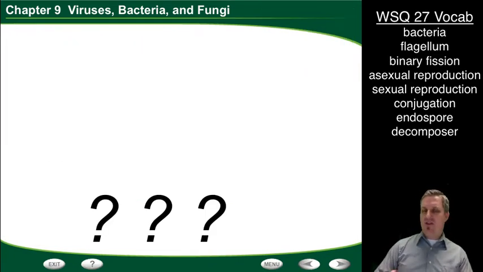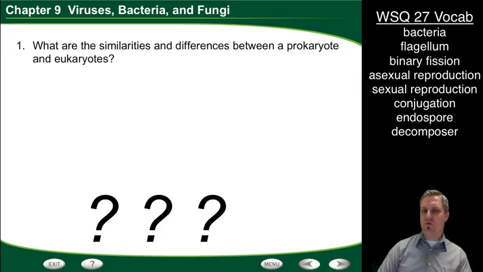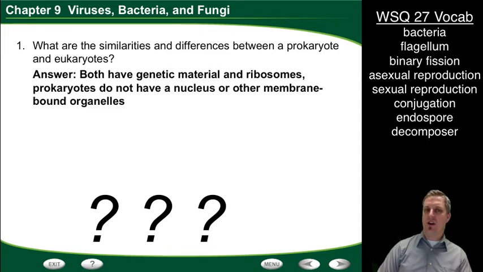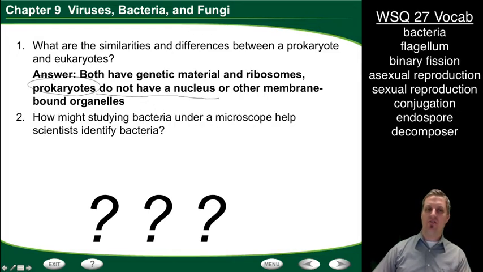Now, what we're going to do during this WSQ a little differently is I'm just going to throw some questions out at us as a group and see what we think. So what are the similarities and differences between a prokaryote and a eukaryote? Think about that for a second. Well, both have genetic material, both have ribosomes, but prokaryotes do not have a nucleus or other membrane-bound organelles. So no nucleus in a prokaryote. Really important. Eukaryotes do.